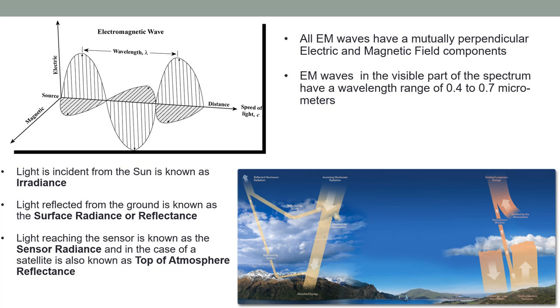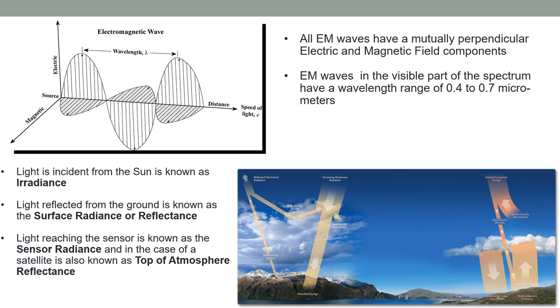So once again, an emphasis on basic definitions. Light incident from the sun is known as the irradiance, such that you have a solar irradiance at the top of the atmosphere. It comes through the atmosphere and hits the ground, and then you have the surface irradiance, and then you have reflection off of the surface, which is known as surface radiance or reflectance. The light once again moves through the atmosphere and reaches the sensor, and the light reaching the sensor is known as the sensor radiance. In the case of a satellite, it is also known as the top of atmosphere reflectance.